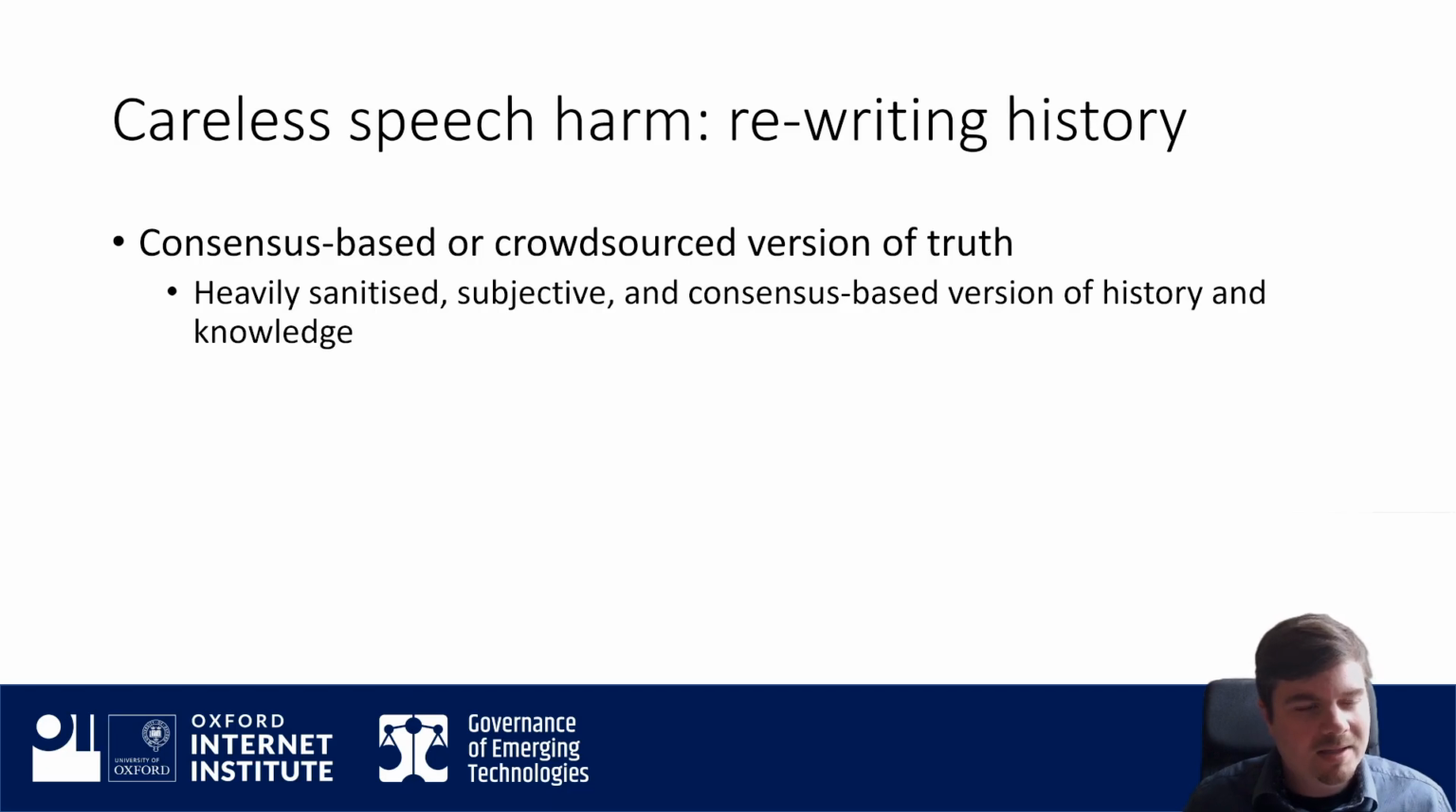And I think one of the biggest risks we have is that language models, because they're based on the likelihood of text, you get this common token bias. You get this consensus-based or crowdsourced version of the truth that's very heavily sanitized, subjective, it's consensus-based.